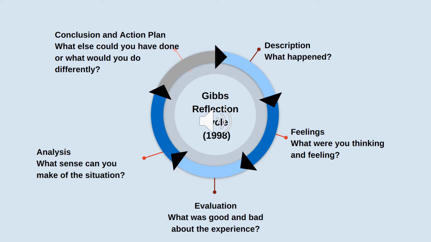Then you can move on to your critical analysis. What sense can you make of the situation and why was it important? Finally, you can move on to your conclusion and an action plan for the future. What else could you have done differently, or what would you do differently if the situation were to arise again? If you were going to do things the same way, why did you think that worked really well the first time?